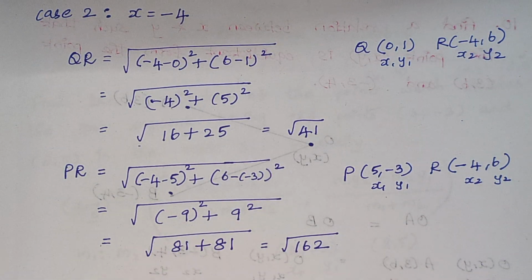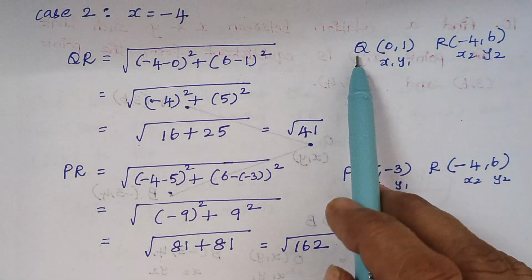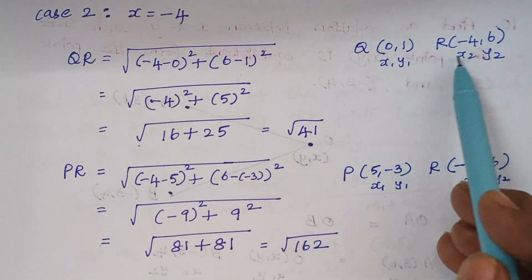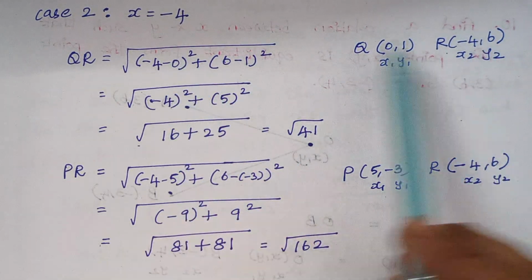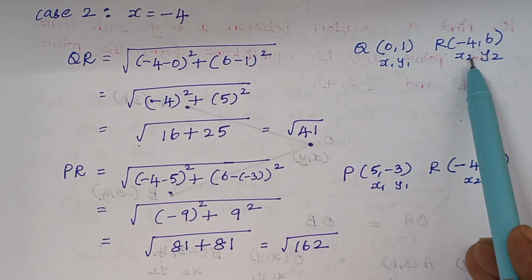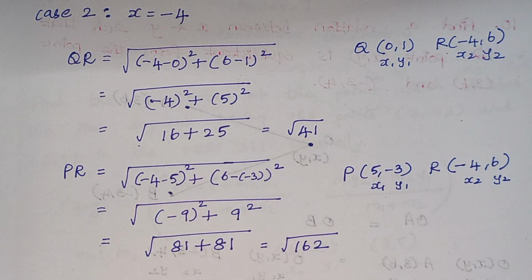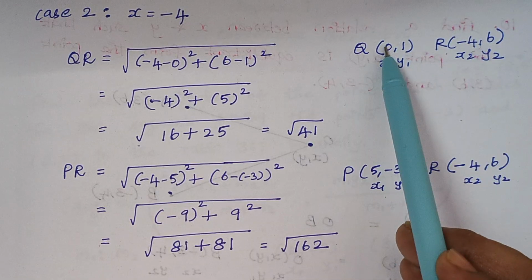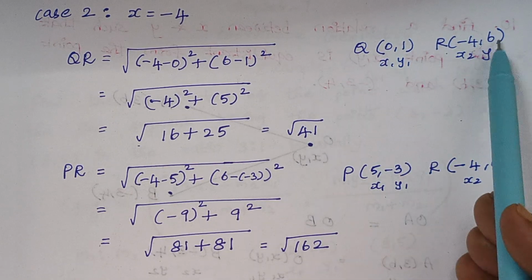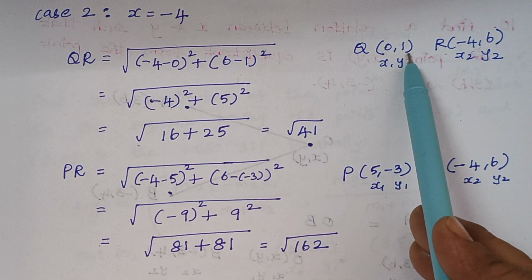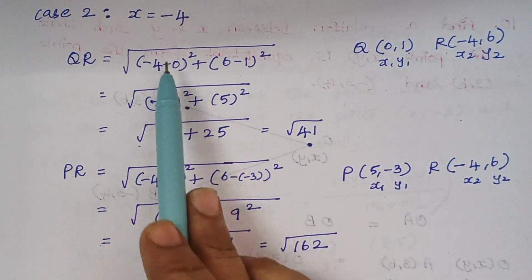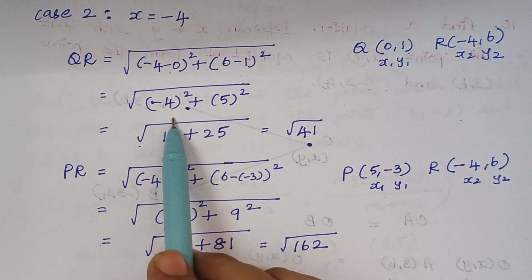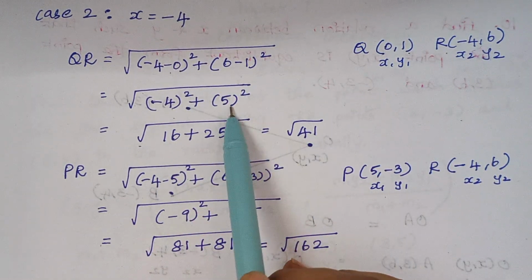Now we are considering the value of x as minus 4. Right. So again the value of Q is (0, 1) and the value of R is (-4, 6) because here we are taking the value of x as minus 4. So again the same formula: (minus 4 minus 0) the whole square plus (6 minus 1) the whole square. So minus 4 minus 0 is minus 4 again. So minus 4 square and 6 minus 1 is 5.